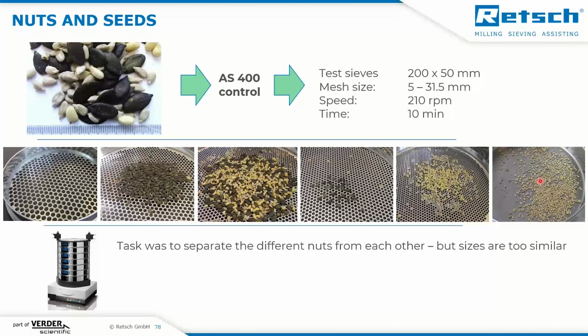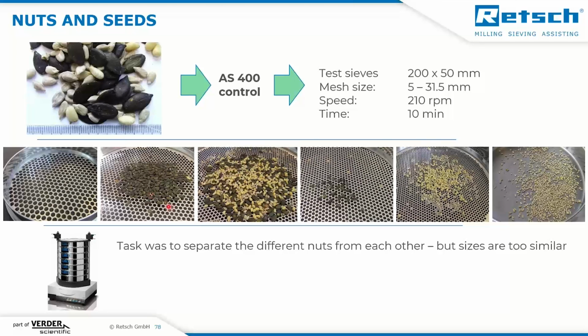Another question was, can we somehow separate the ingredients of this nut and seed mixture? Here we try to use the AS 400 control, which has a horizontal movement, so it doesn't throw the sample into the air by impulses and 3D movement. It's just shaking horizontally, which is usually quite nice for flat particles, flakes, and so on.